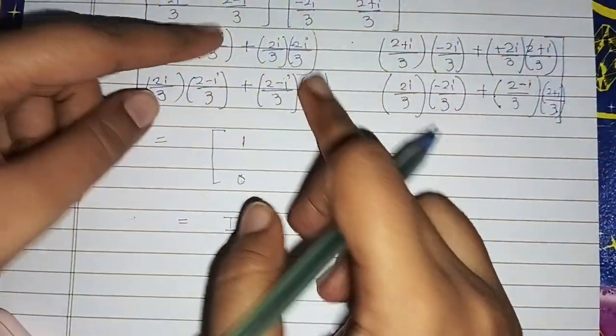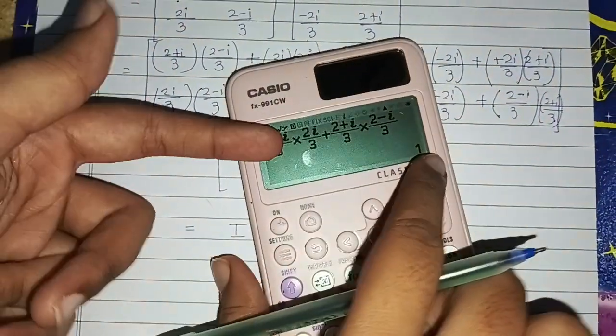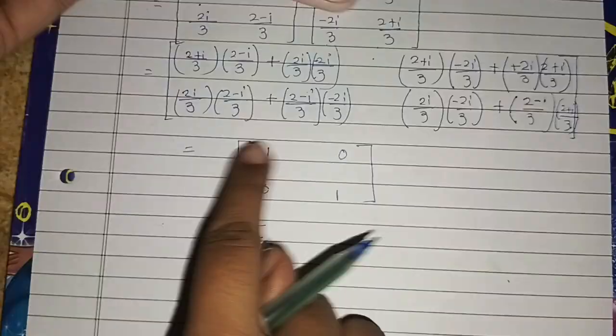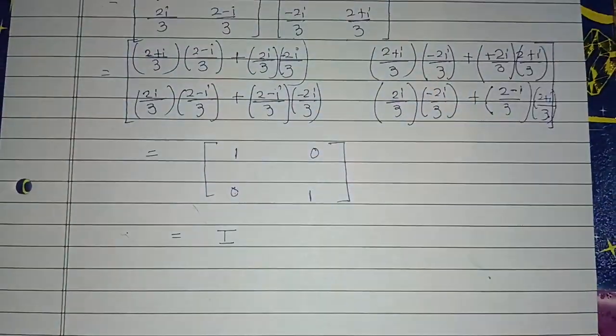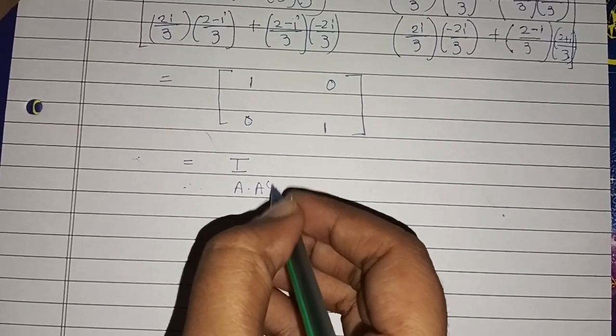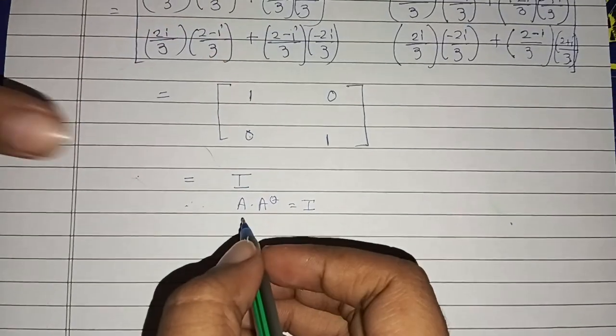If you solve with the traditional method, it will take your time, and with the help of the calculator you can just look here, your answer comes correctly. If your answer is not coming as 1 0, then you have made a mistake here. So this is 1, so you have to write A into A theta is equal to 1. You can also write it like that.